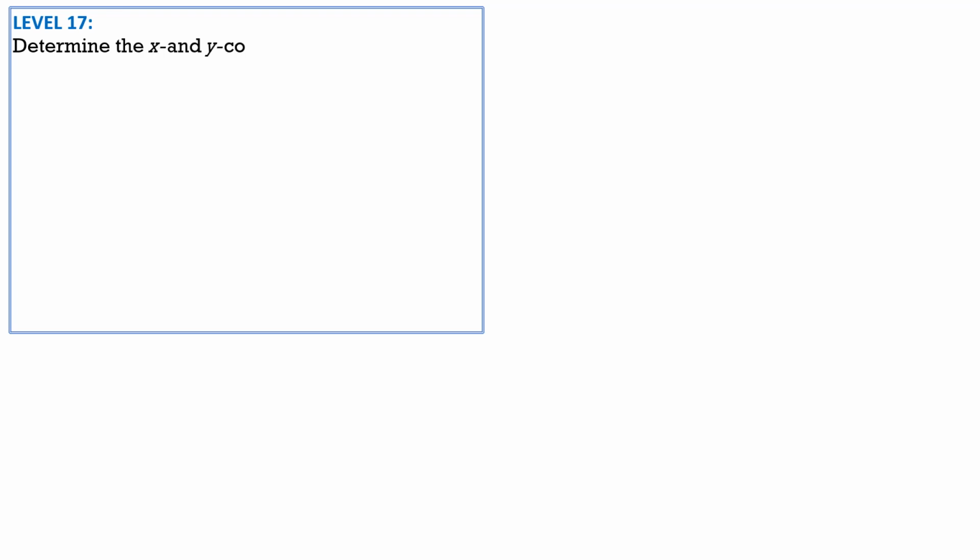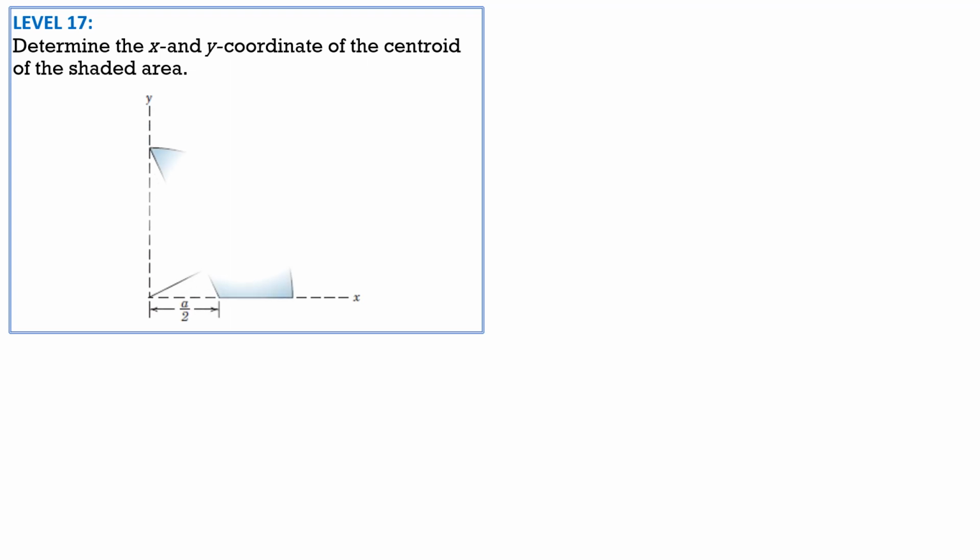Level 17, determine the X and Y coordinate of the centroid of the shaded area. If you look at the figure, this is the radius A. That means the area of the shaded region is the area of the quarter circle minus the area of this triangle here. So let's locate the individual centroids. Call that X sub C1 and this one Y sub C1. For the triangle, that's the location of the centroid, X sub C2, and this is Y sub C2.